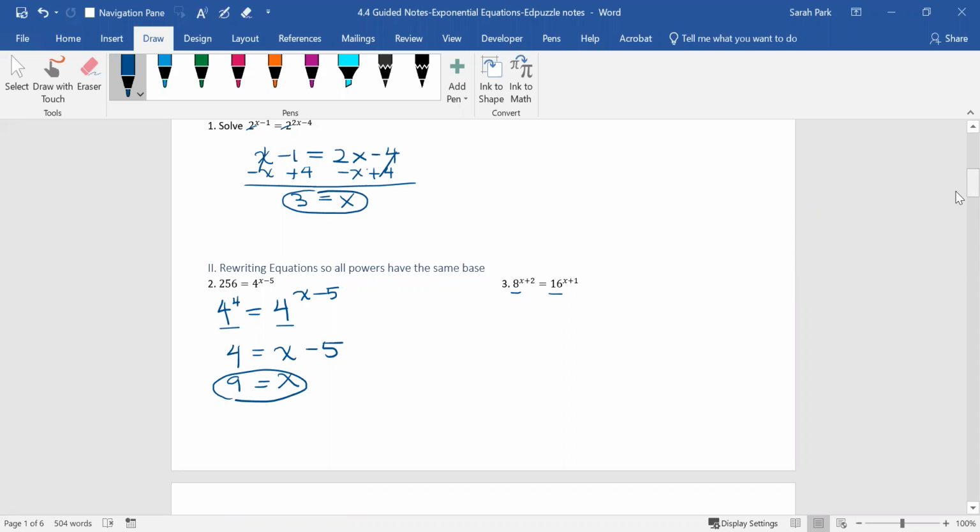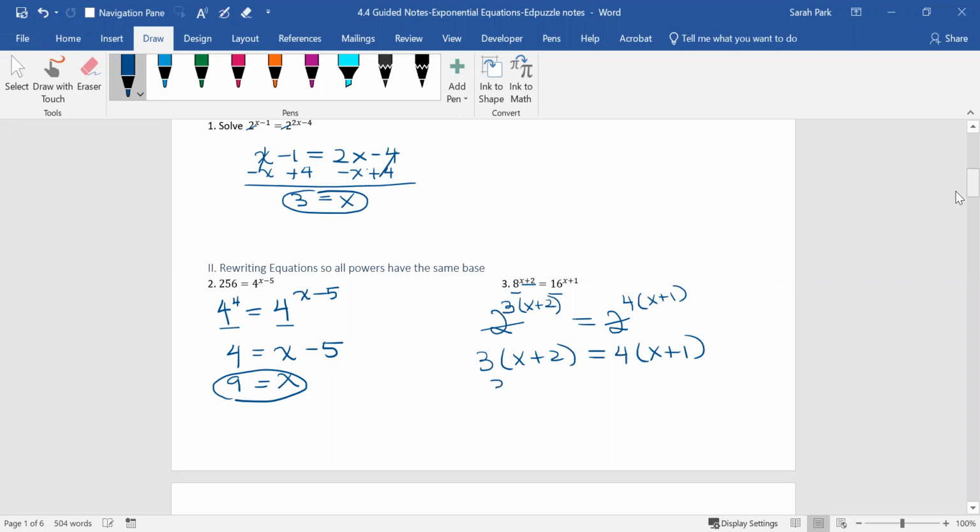So 8 can be written as 2 to the third power, because it has the x plus 2 there originally. Let's put that next to that 3. 16 can be expressed as 2 to the fourth, and we can write x plus 1. Because it has the same base, we can now set the exponents equal. 3 times x plus 2, and then 4 times x plus 1.